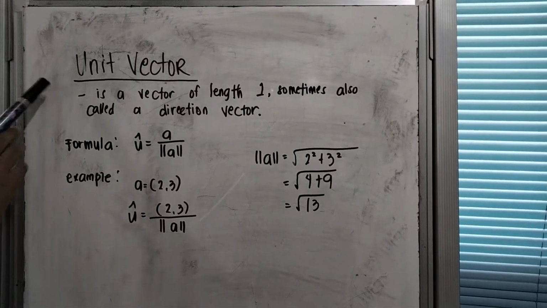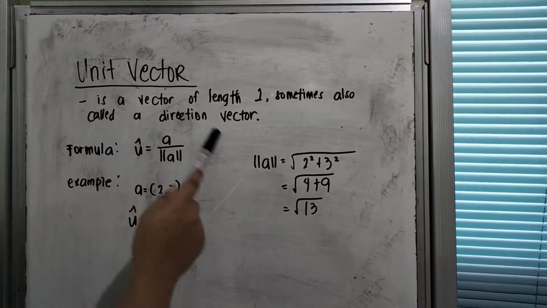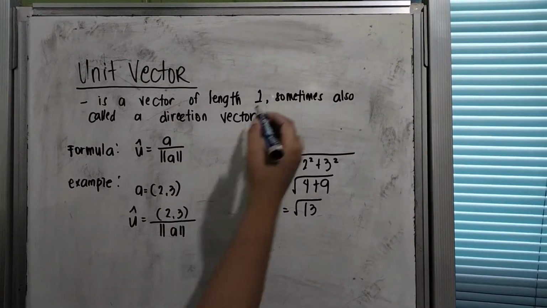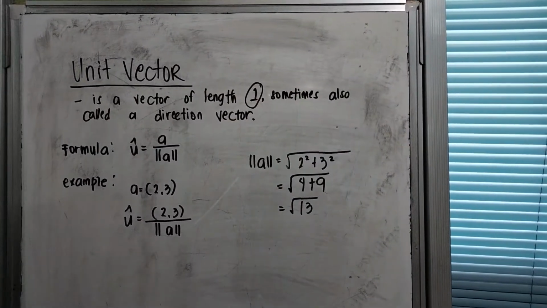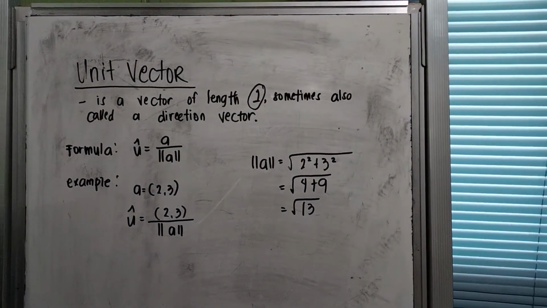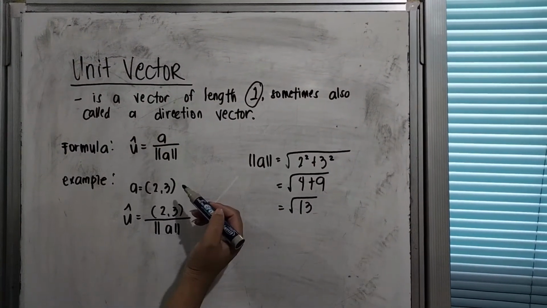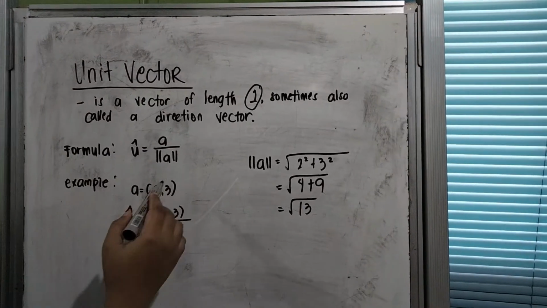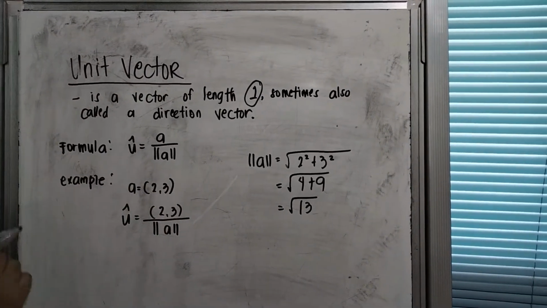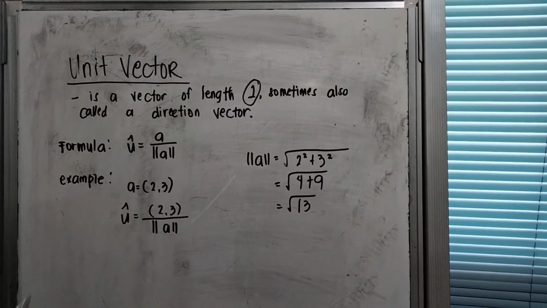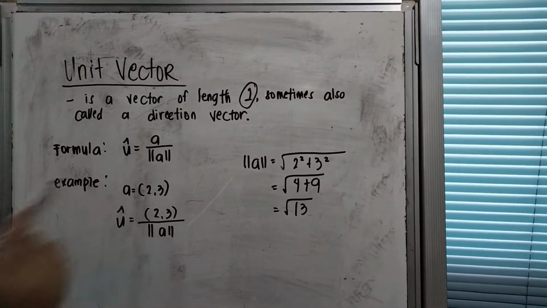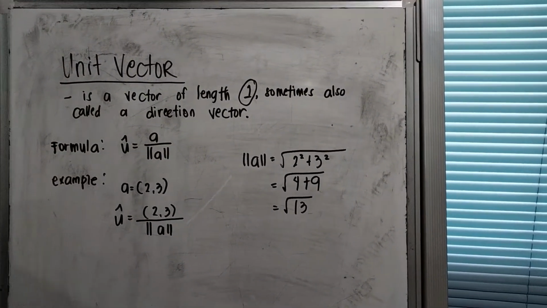So, now, for the unit vectors, it is a vector of length 1. So, yung result lagi is always 1 kapag nag-checking or nag-proof. Sometimes also called the direction vector. So, yung formula ng unit vectors is equals to A over magnitude of A. So, gagamit tayo ng magnitude.